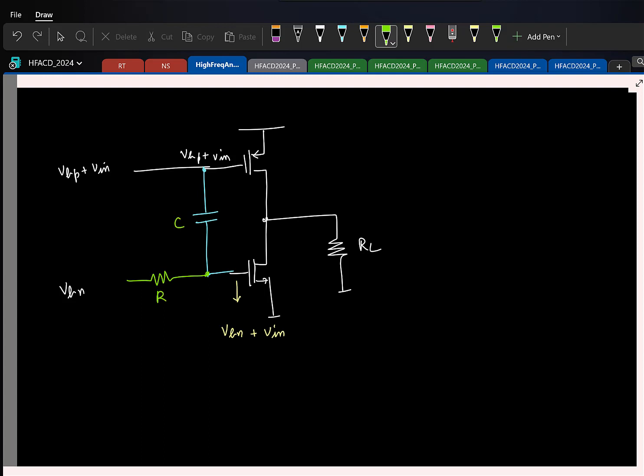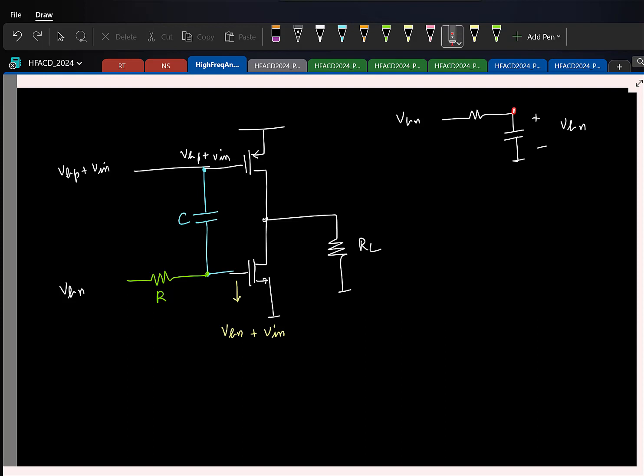Have you not seen this? If I do this, let's try to solve it. I have two inputs. Let us say I short this one. What will be the voltage here? I apply VBN. It's an RC circuit. I have a DC VBN applied. So what will be the DC here? It will be VBN, right?